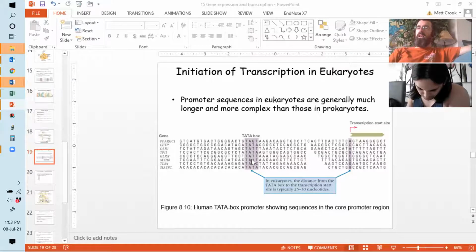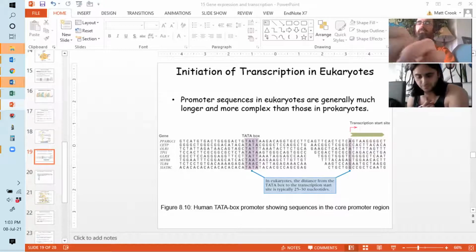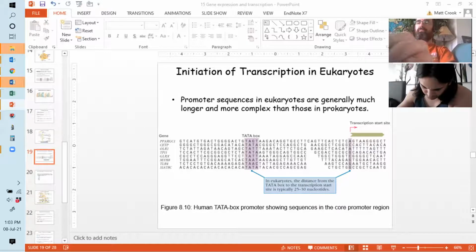So in eukaryotes, we have what's called a TATA box, T-A-T-A. It's smaller. It's usually around 25 to 30 base pairs upstream of the transcription start site. It's much less tightly conserved. But this is really important because it's recognized by the TATA box binding protein, very imaginatively named.